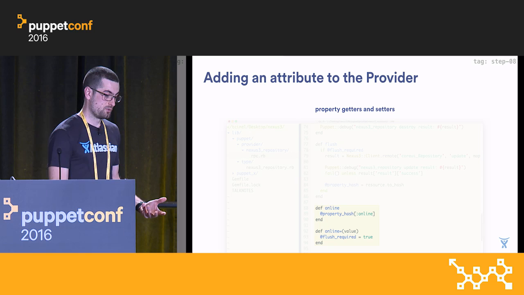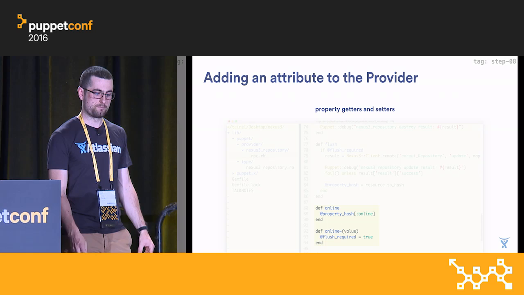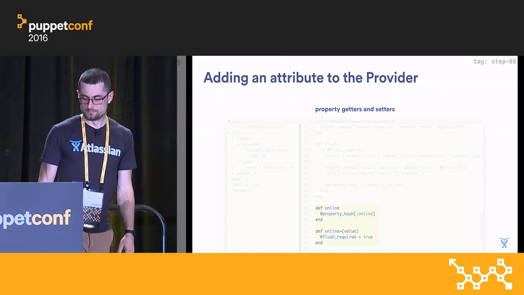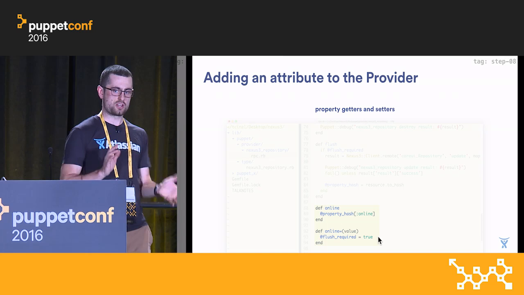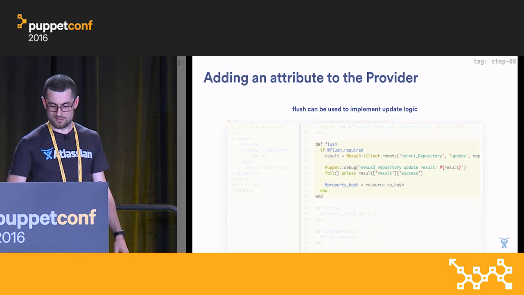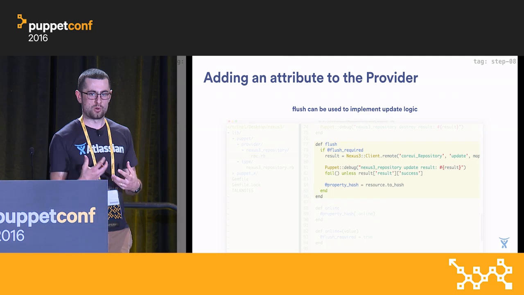We also have to do getters and setters. With the getter, we can use that property hash, which is the cached hash of all the attributes. And then we have a setter there as well. In this case, we're not actually doing anything except setting a flag to say something has changed. Puppet has a method that we're going to look at in a sec, flush. Flush will be called once per resource, per instance, right?